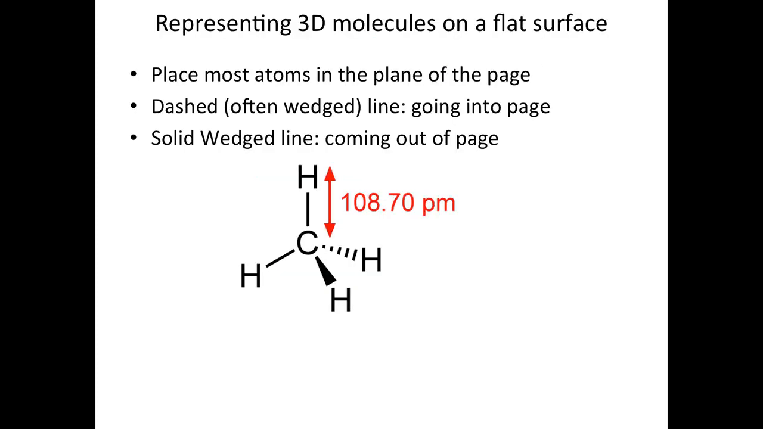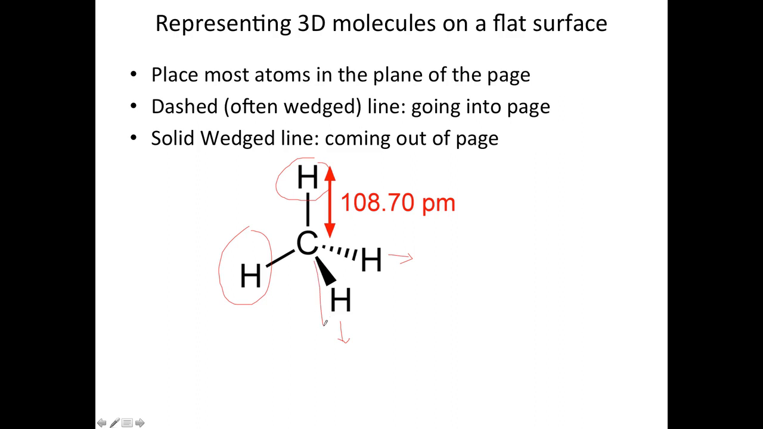Okay, so now we need to get to how to represent 3-dimensional molecules on a flat surface. Please remind me to talk about this in class, and I'll show it on the board a lot better than I can do on a screen. The idea here is to put as many atoms as you can in the plane of the page. So here, these 2 atoms are in the plane of the page. And then this one is coming out towards you. And then this one's going back into the plane of the page.